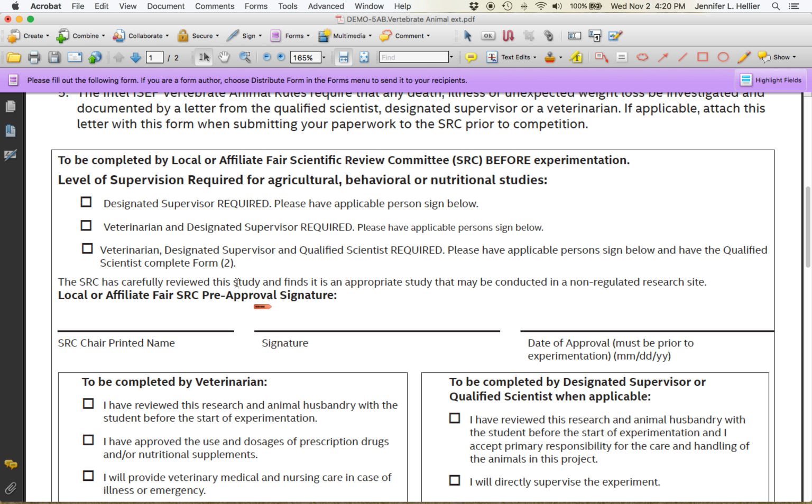Next, the SRC, the Scientific Review Committee at your school, will make the next determination. Since this experiment is not very difficult, they believe just having a designated supervisor is required, and then they would need to have your designated supervisor sign in the bottom right corner. If this was a more complicated experiment where you're actually giving medications or such, you would most likely have the veterinarian and a designated supervisor required, or a veterinarian, designated supervisor and a qualified scientist required. So the SRC is the one that makes that decision.